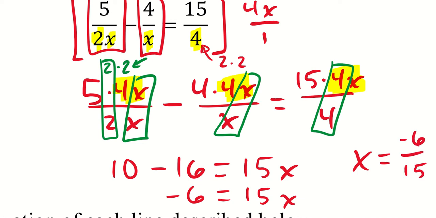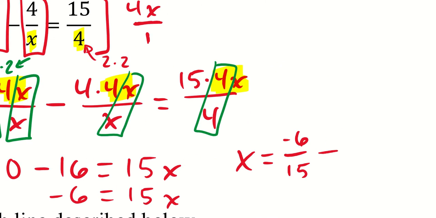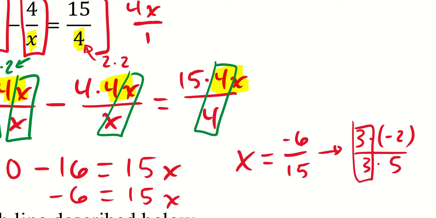Negative 6/15. There is a common factor there. Both of those can be divided by 3. You can see that by writing it, if you wanted to, as 3 times negative 2 over 3 times 5. So yeah, 3 times negative 2 is negative 6, and 3 times 5 is 15. So the value that I would write down for x, I would say that x is negative 2/5.